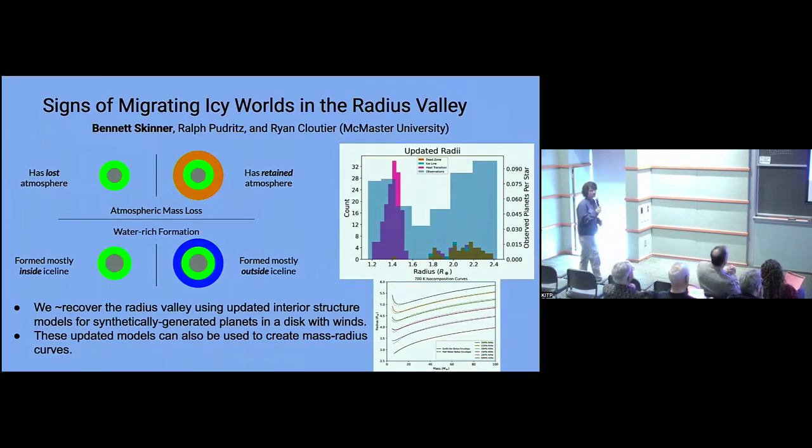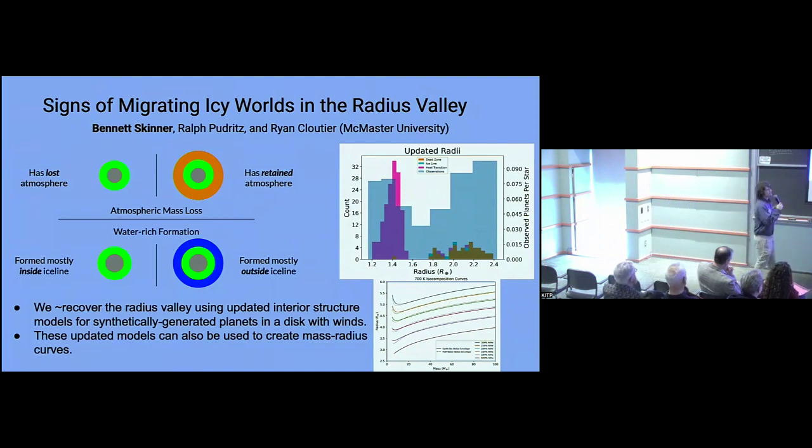So all you need to do is take the masses and compositions from this planet formation model that you've built and then run it through some type of internal structure model to get the radii. Then you can compare those radii to observations and see if you're actually reproducing the observed radius valley. I've updated the internal structure model previously used for a population synthesis model at McMaster University and applied it to the radius valley.